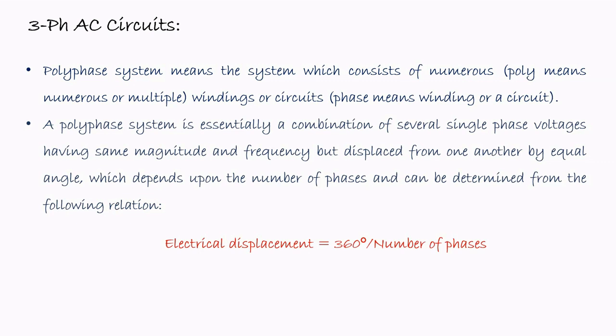So for example, for a three-phase system, the electrical displacement should be equal to 360 degrees divided by 3, that is 120 degrees. It means the three voltages have the same magnitude and frequency, but their phase displacement should be 120 degrees from each other.